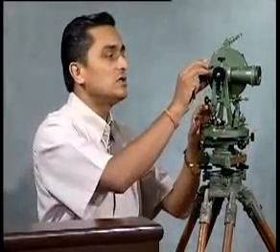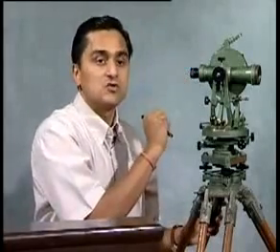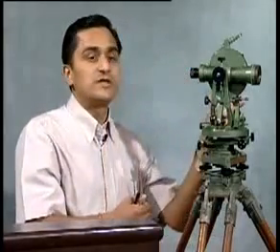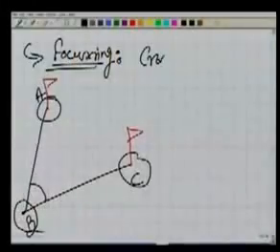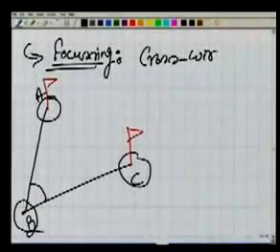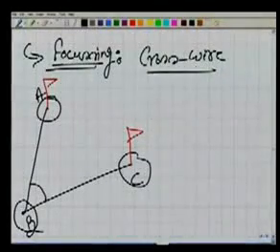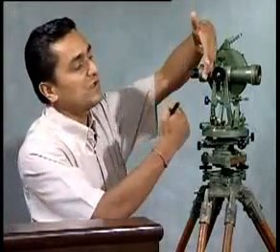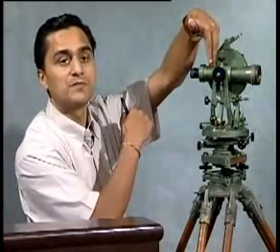Now I look through the telescope. Now when I look through the telescope, I need to see the object very, very clearly. Also, I need to see the crosswire very, very clearly. The crosswire, because crosswire is the frame. We have seen the crosswire, the utility of that. Because the crosswire as such is somewhere here. The diaphragm is fitted here. The crosswire is fitted here, somewhere here.